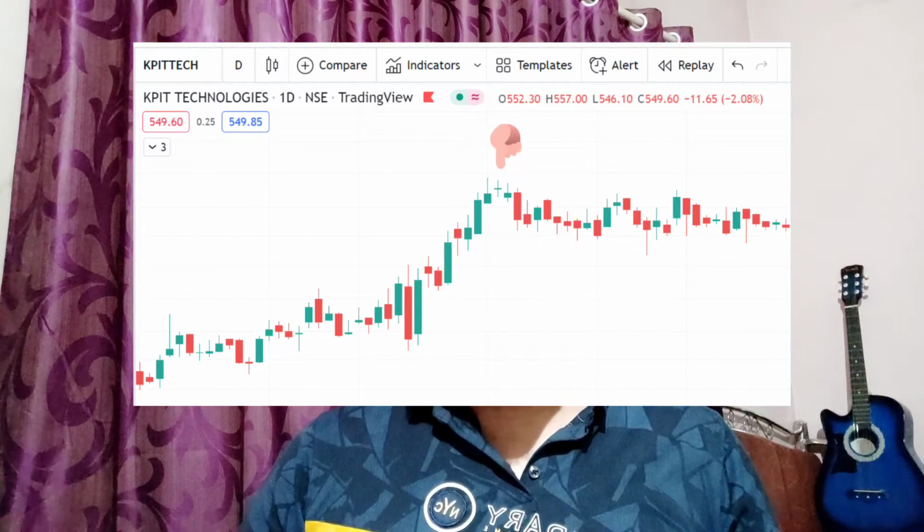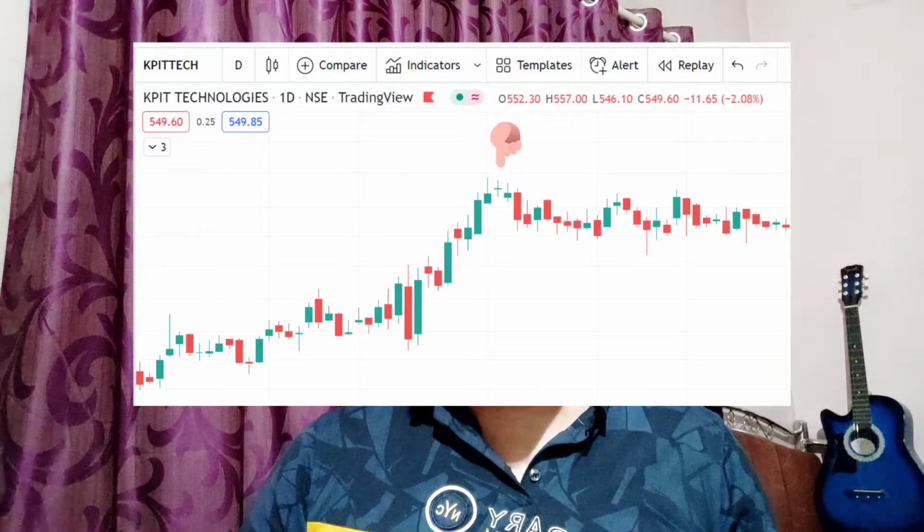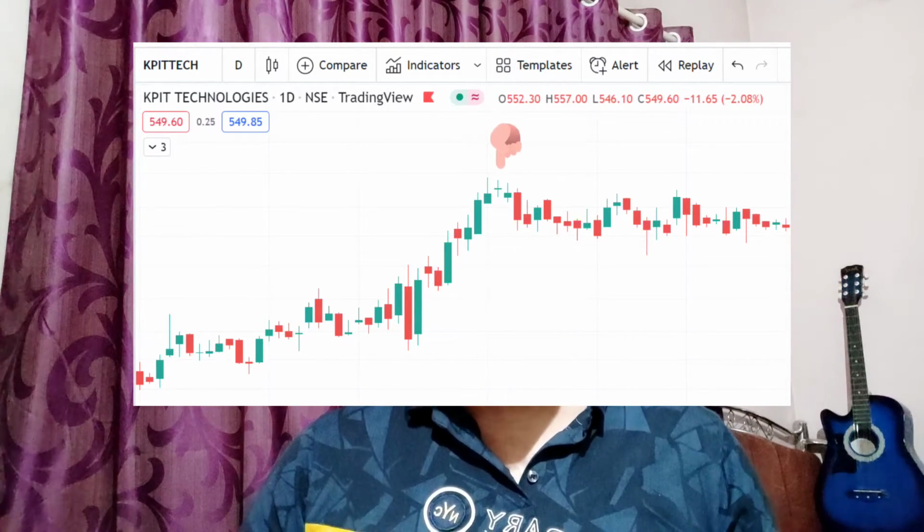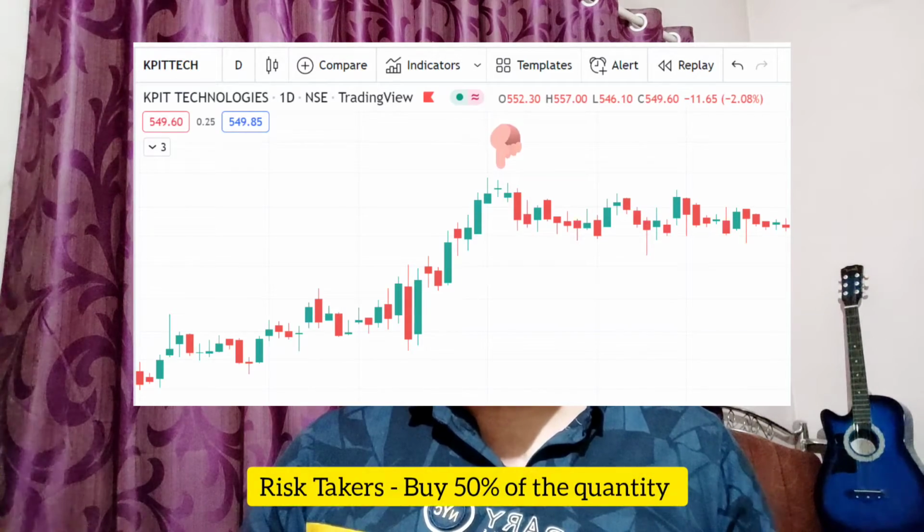So on the very next day, we can see that there is a spinning top that has been formed as well. Now during such days of indecisiveness, the risk takers enter the trade with just half the quantity they would have usually bought.